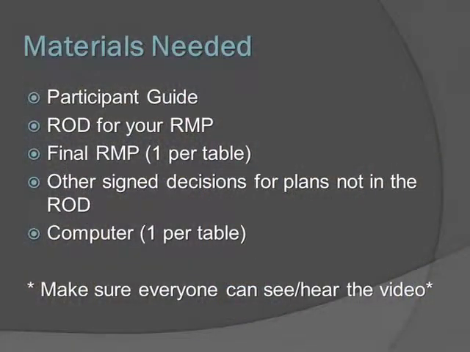There's a few materials that you need to participate in this module. The first thing you need is the participant guide, and it's on the web page where you entered this course. You need the record of decision for your resource management plan. You need a few copies of the final resource management plan and any other signed decisions for plans that aren't included in your record of decision. For example, maybe allotment management plans or plans for your areas of critical environmental concern.